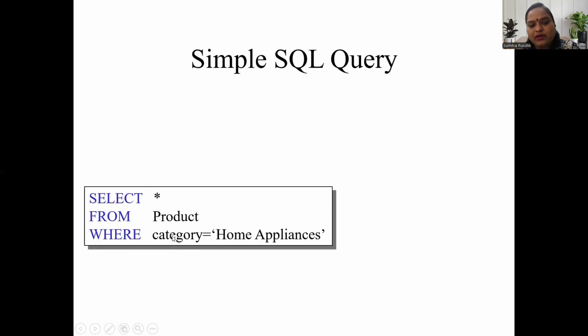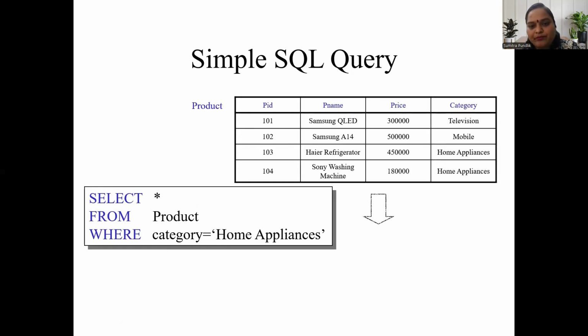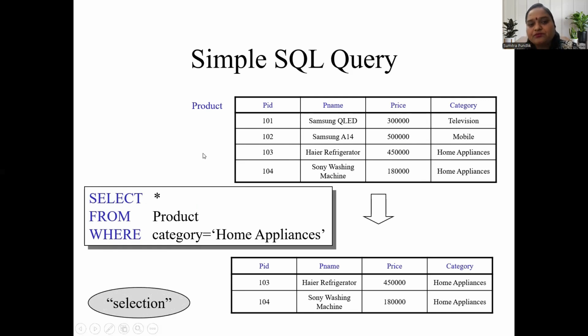Select star from product where category is equal to home appliances. So let us visualize the output. This is my data: product ID, product name, price, and category. If I apply this particular query on this table, what output am I getting? This is the input table and this is the output table after applying the query. Here select star means all, so I'm getting all the columns.